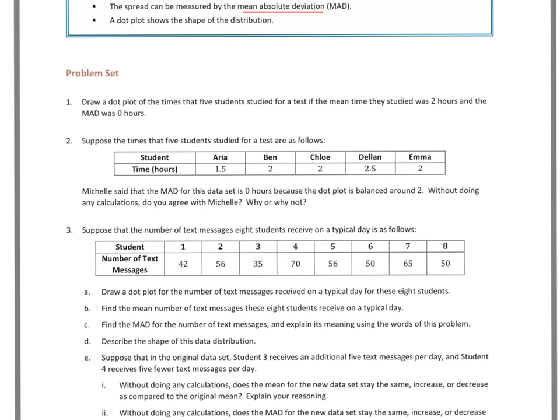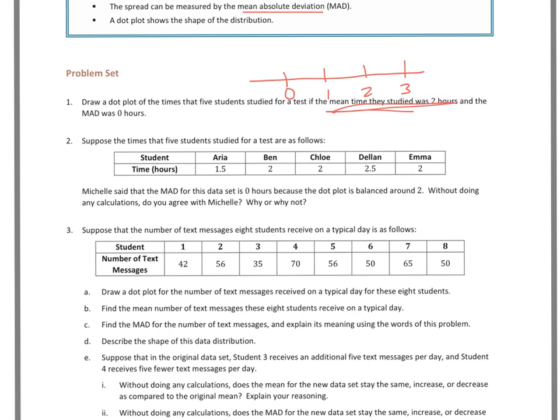So for one, it says, draw a dot plot of the times that 5 students studied for a test if the mean time they studied was 2 hours and the mean absolute deviation was 0 hours. So I know that the mean was 2 hours.